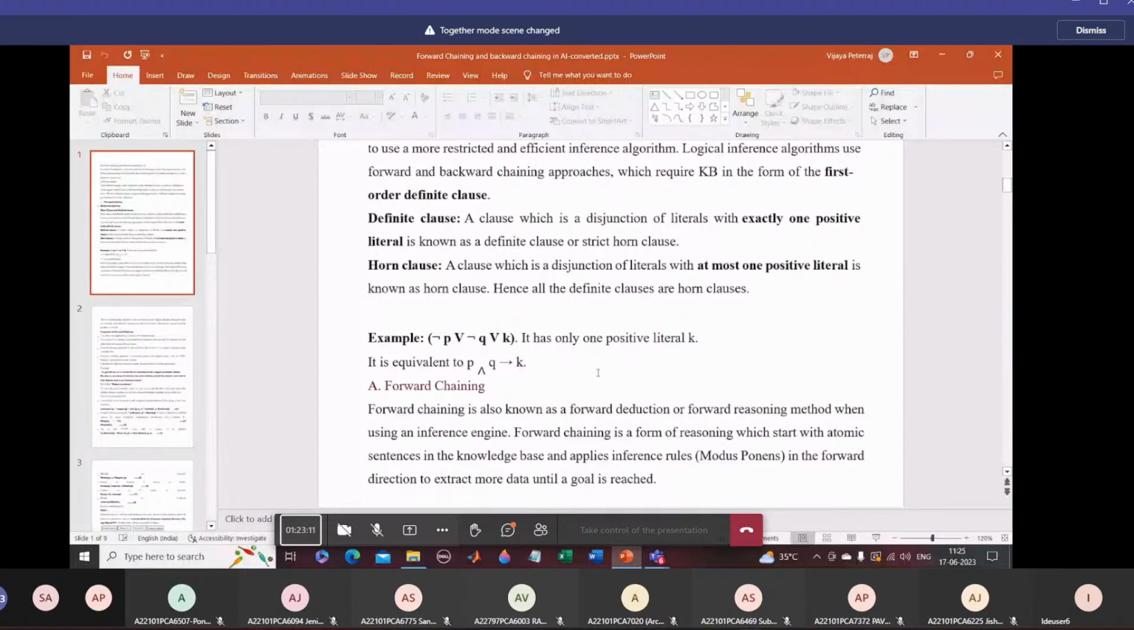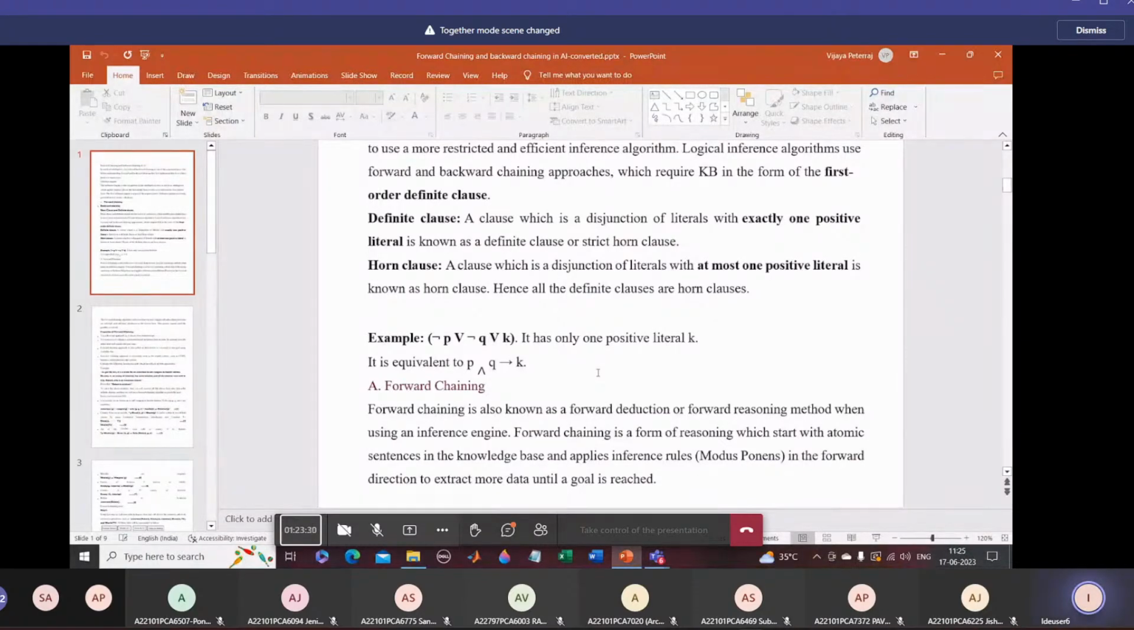So here take an example. Both are negations, right? P and Q. But the one positive literal is K. So you can write this as equivalent to P and Q implies K, because it is an OR condition. Okay, so it can imply.